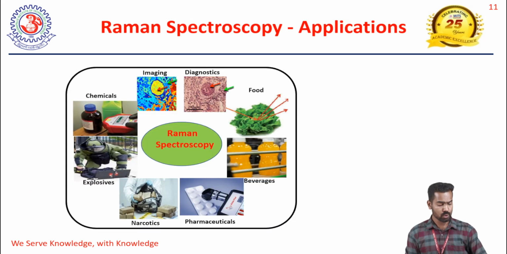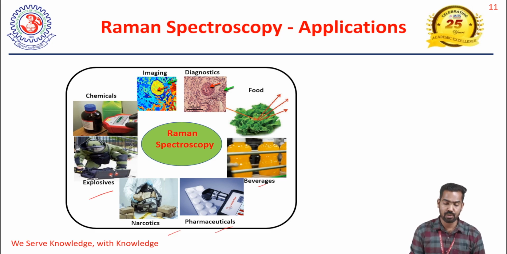Then coming to the applications of Raman spectroscopy, various applications are there. We can use it in beverages, pharmaceuticals, narcotics, detection of explosives, identification of chemicals, imaging and diagnosis, especially cancer detection, cancer diagnosis, and screening. All these are applications of Raman spectroscopy, and also in the field of food products, adulteration detection.